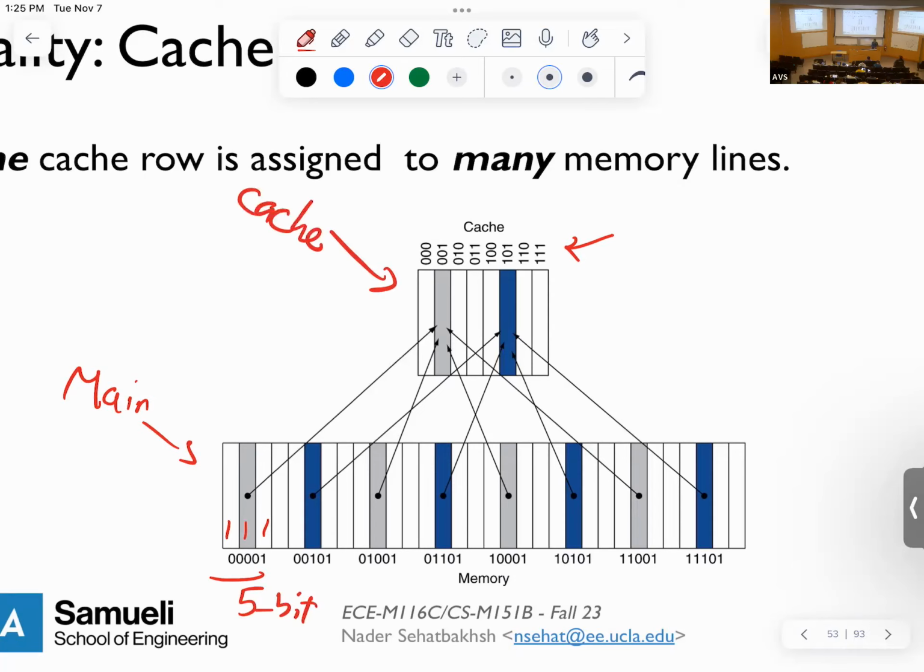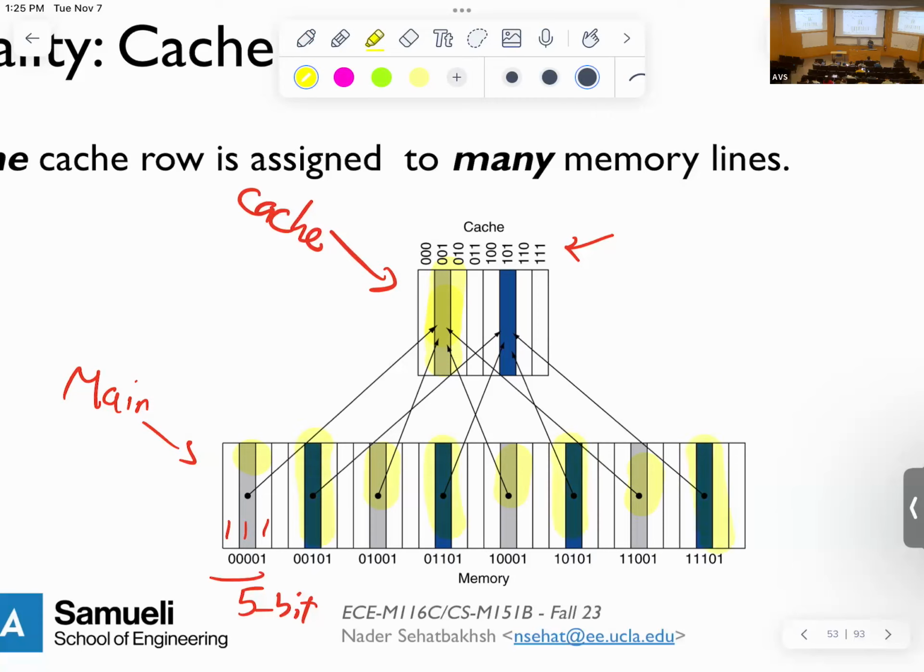What will happen is that, of course, there will be multiple different rows in your main memory that will be mapped into the same row in your cache. For example, in the graph that I'm showing you here, all these gray lines are mapped into this one gray line here in the cache. So basically each 4 is mapped into 1. So you have a 4-to-1 mapping between main memory and your cache. And this happens for all the lines. All these blue ones are also mapped.